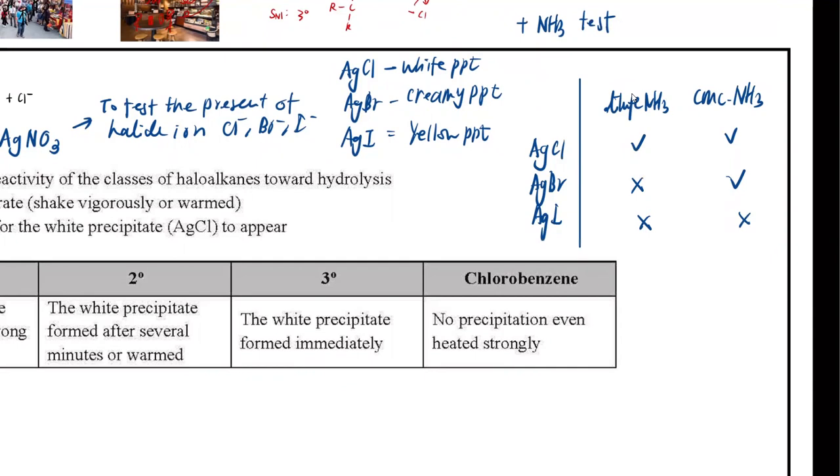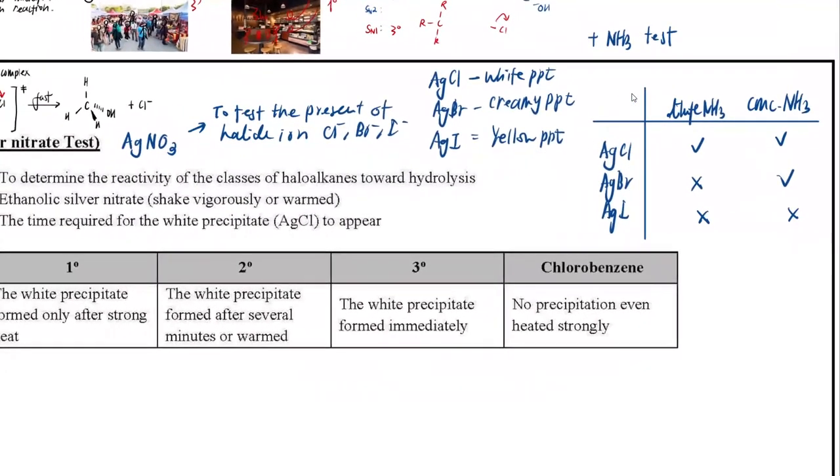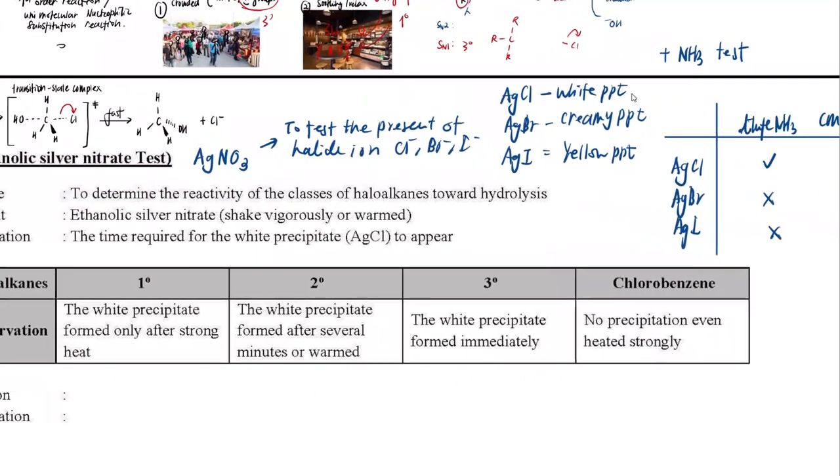To test the presence of halide ion, you can use NH3, but NH3 is not necessary. For example, if a question asks you to suggest a test to test for haloalkane and alkene, you can perform this test by adding silver nitrate.